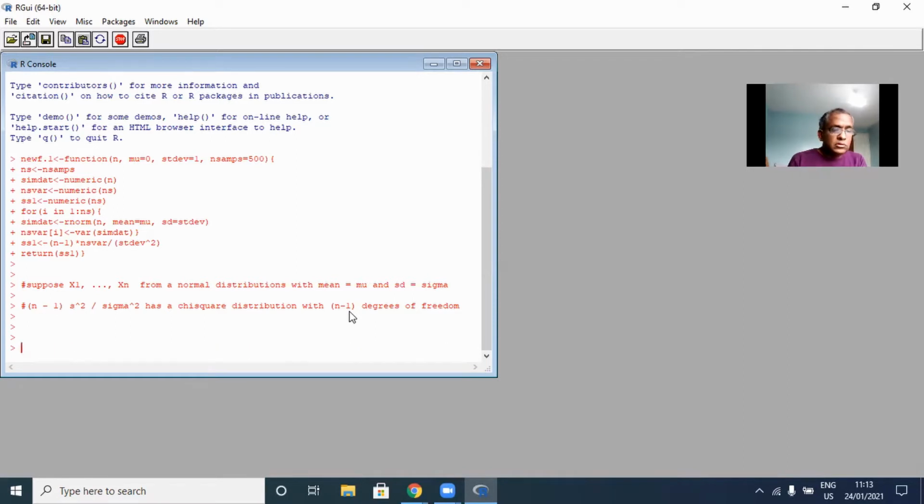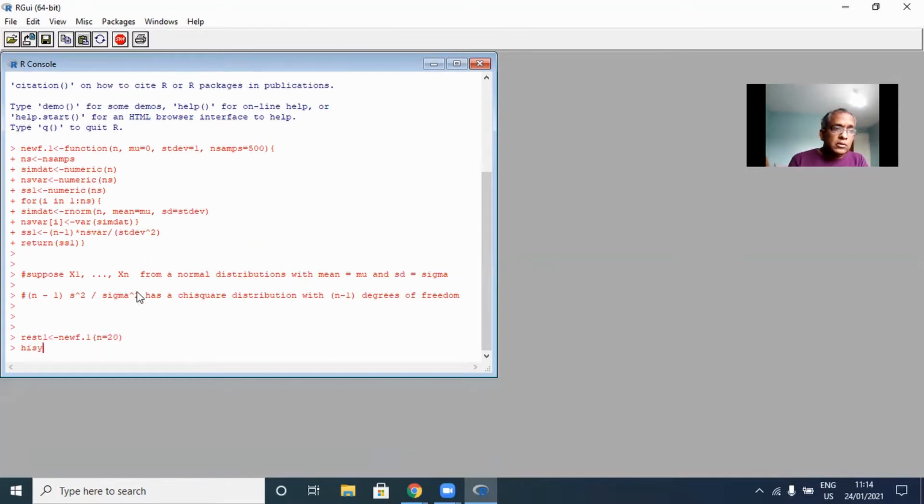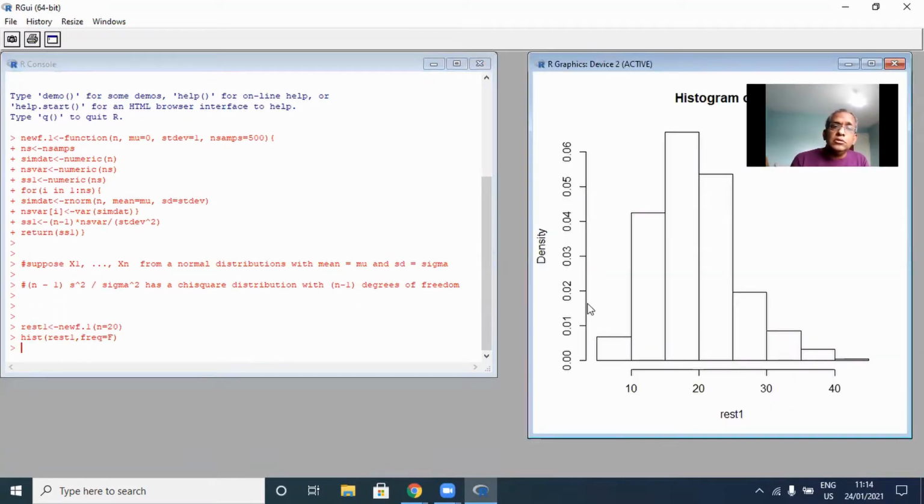So the first thing I'm going to do is new f 1 with n equal to 50. So I'm taking the sample size n to be, let's take it to be 20 first. Then I'm going to do a histogram of the simulated data, with freq equal to false. So this is the kind of histogram that you get.